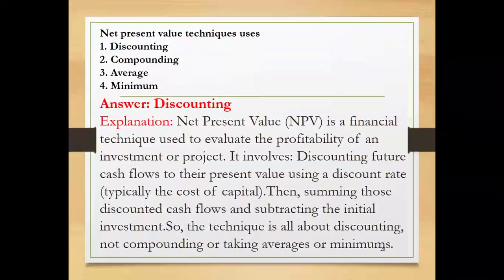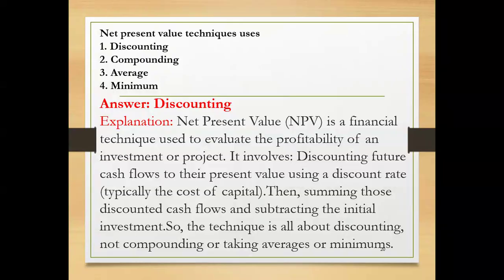Then, net present value technique uses, yes, discounting, compounding, average, minimum. The correct answer is discounting. It is not compounding, not average, not minimum. It is a financial technique used to evaluate the profitability of an investment or project. It involves discounting future cash flows to the present value using a discount rate, which is typically called the cost of capital.